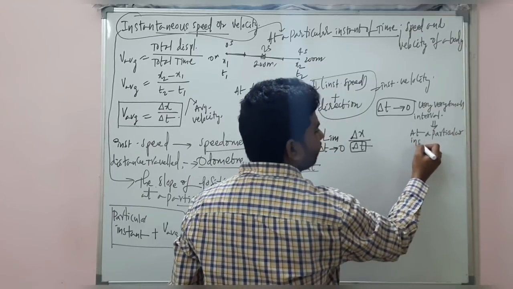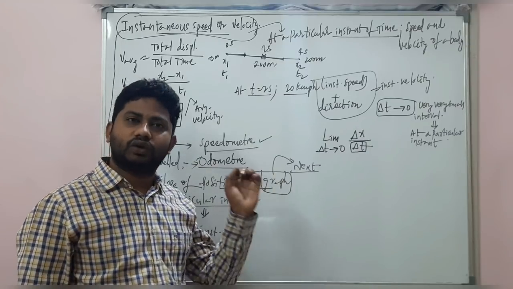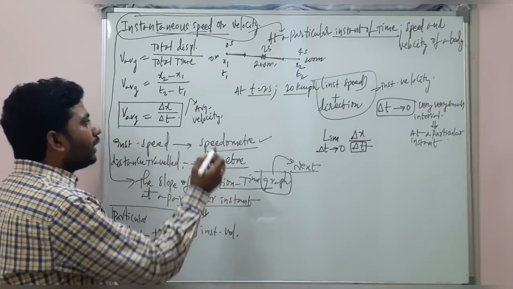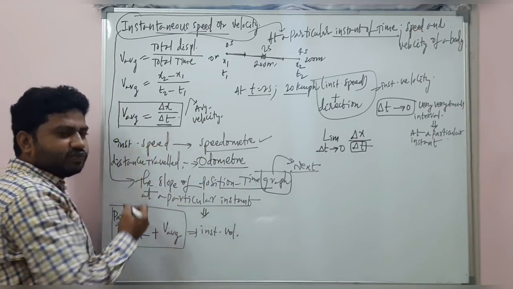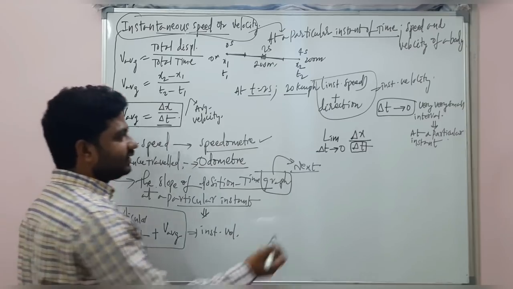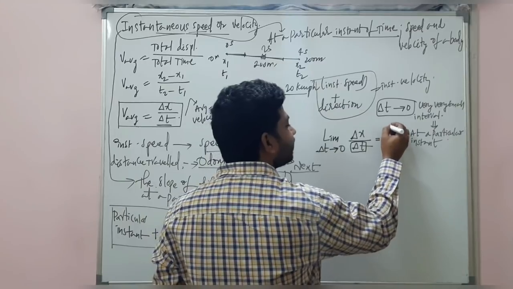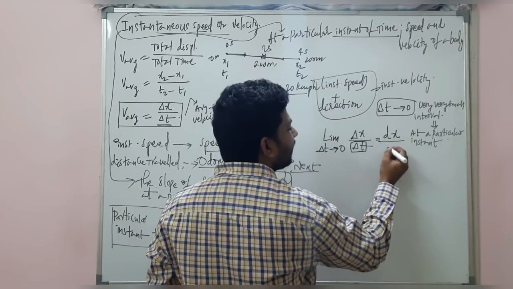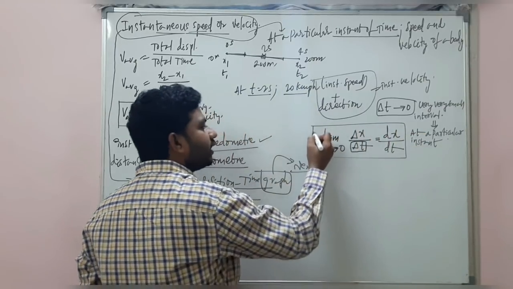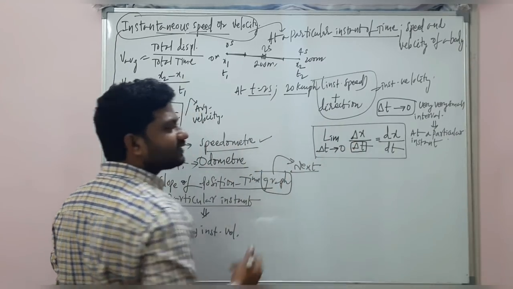At a particular instant. When you start the limits concept in your mathematics, you will understand about limits. What I am going to tell you is, when this delta t value is very small, then this average velocity is called instantaneous velocity, and it can be represented with dx by dt. So what is your instantaneous speed or instantaneous velocity? dx by dt.